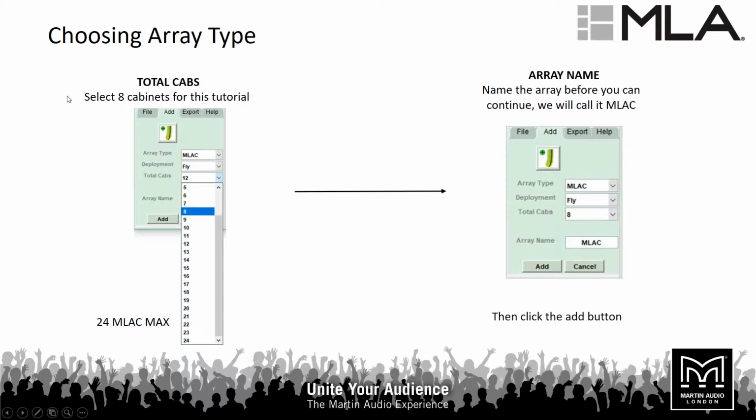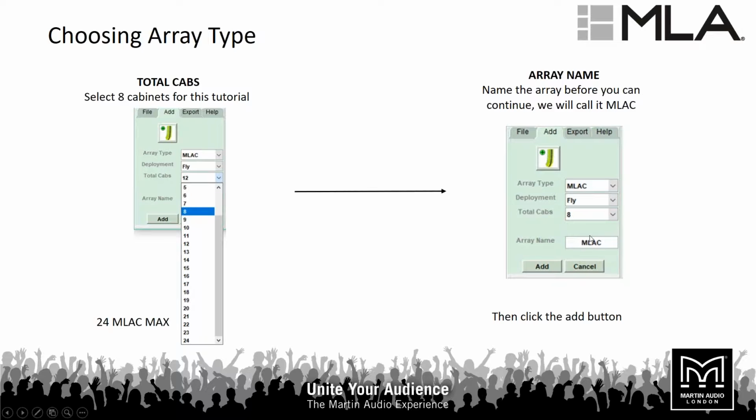And next, on the drop-down menu, I have to choose how many cabinets I've got. I can change this later if I think that my vertical coverage isn't sufficient, or maybe I've gone completely overboard. So I can change this later anyway. So in this example, we're going for 8 cabinets. And I've also named my array, so I've just called it MLAC.